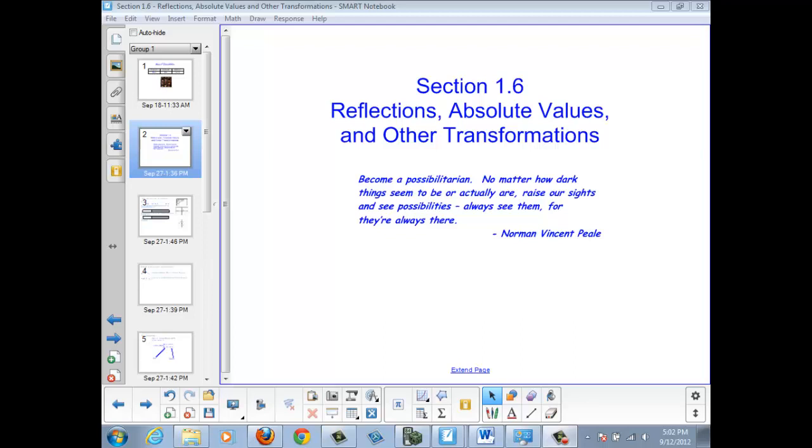Welcome to section 1.6, Reflections, Absolute Values, and Other Transformations. Let's start with reflections.